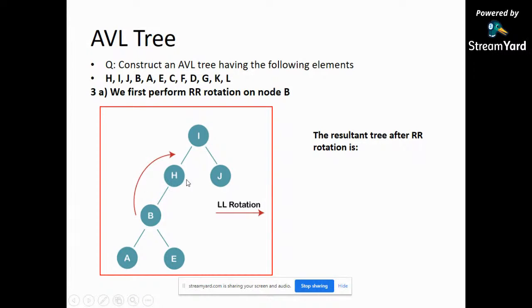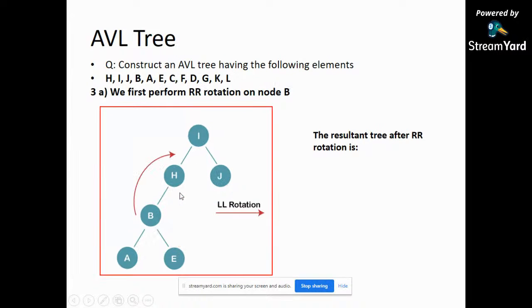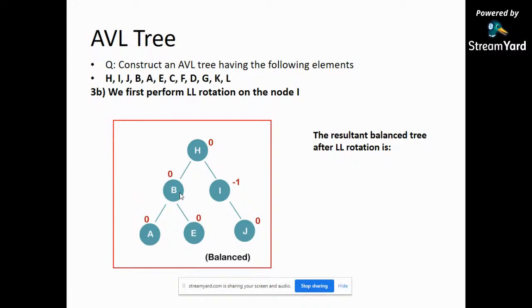Now then we have to perform the second rotation. So in the second rotation, H will become the root node, B will come to the left of it and I will come to the right of it. And then again we have to calculate the balance factor and now we can see the tree is balanced.